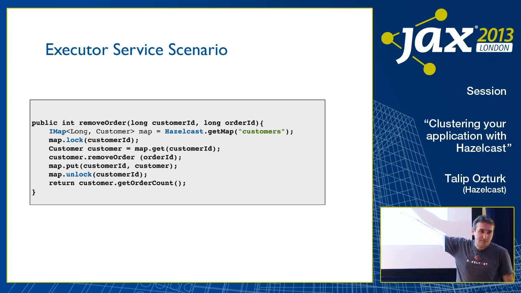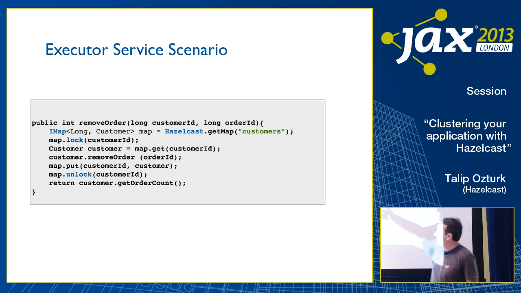Looks very simple, but it's dangerous. Why? It's not dangerous, but it's very expensive. Why? Because you have 4 distributed operations there: lock, get, put, and unlock. So it looks very simple on paper, but it does a lot of stuff. So how can we optimize that?